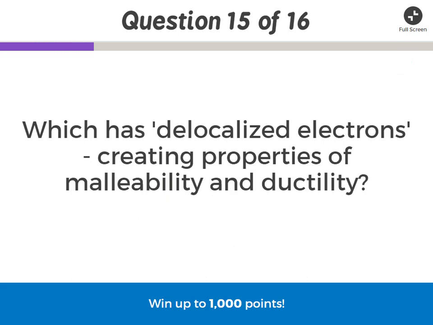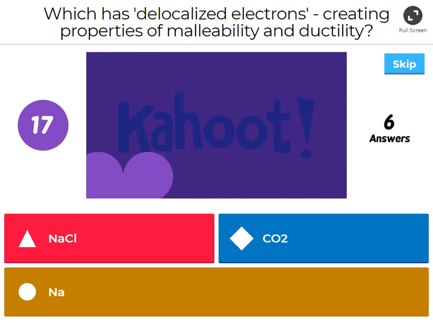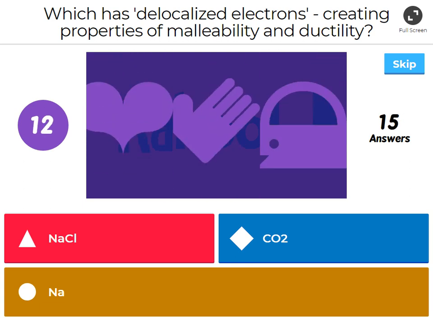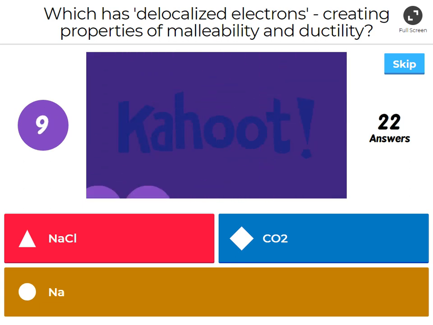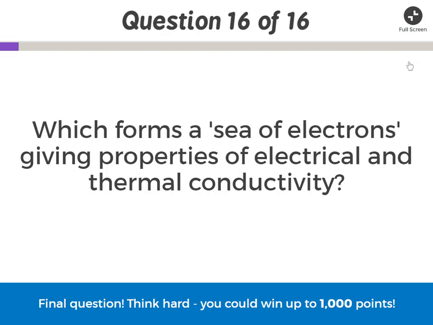Which has delocalized electrons, creating malleability and ductility? Three, two. All right, so we did okay. That is a metal, but this is a non-metal. Therefore, this is a what bond? Ionic. Right? Sodium is what? Straight up a metal, so therefore it's a metallic bonding situation. That is the one that's delocalized. This is covalent, two nonmetals. Which forms a sea of electrons giving properties of electrical and thermal conductivity?